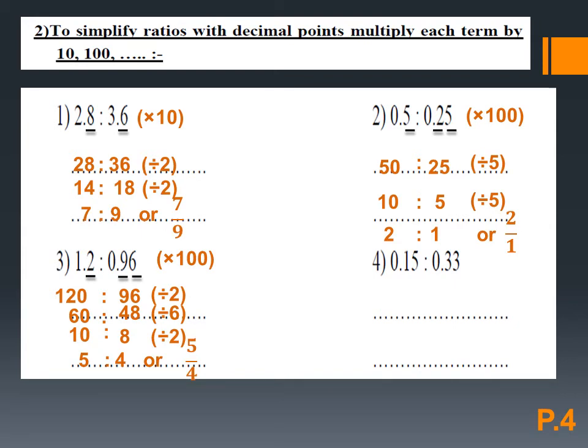0.15 to 0.33. Both of them have two decimal places. That means multiply both of them by 100. 0.15 times 100 equals 15. 0.33 times 100 equals 33. Odd and odd, we check to divide by 3 at first. Yes, both of them can be divided by 3. 15 divided by 3 equals 5. 33 divided by 3 equals 11. Here we have two prime numbers. That means this is the simplest form for the ratio, 5 to 11 or 5 over 11.